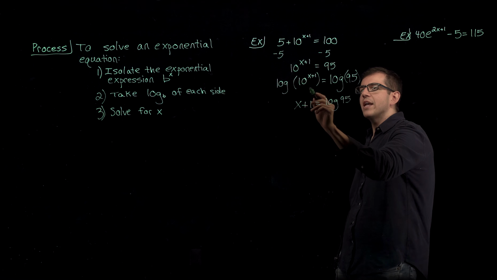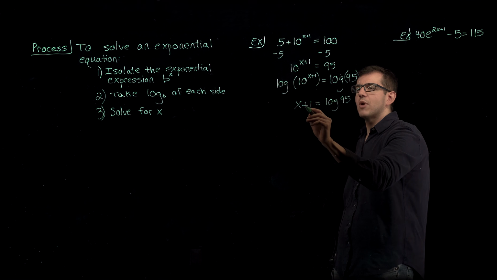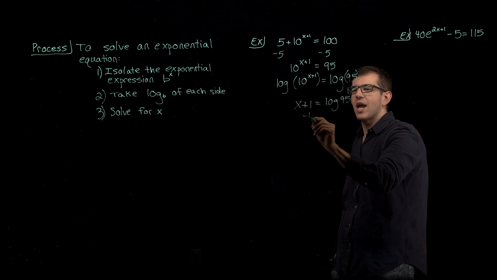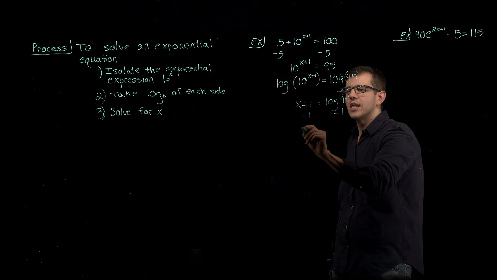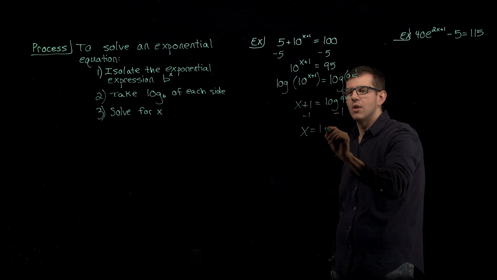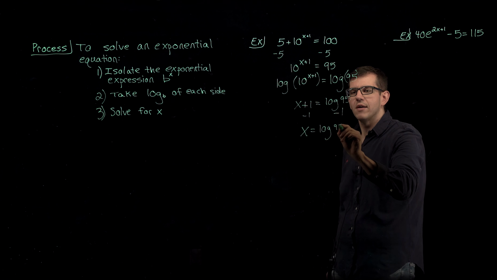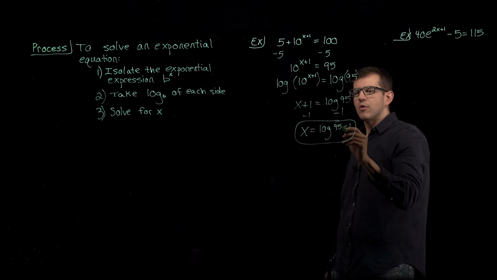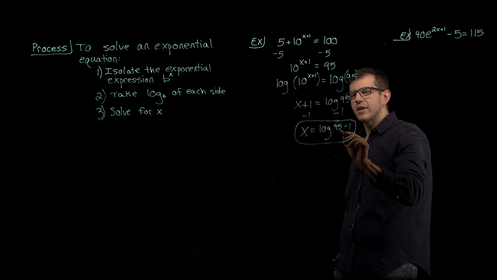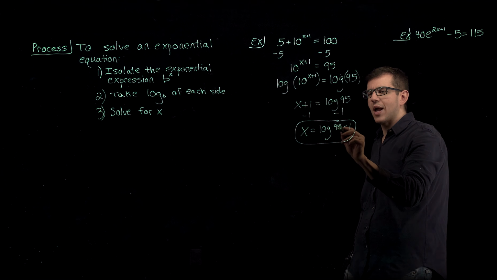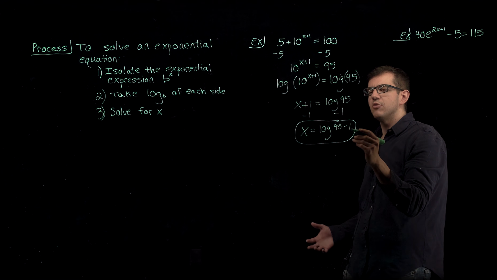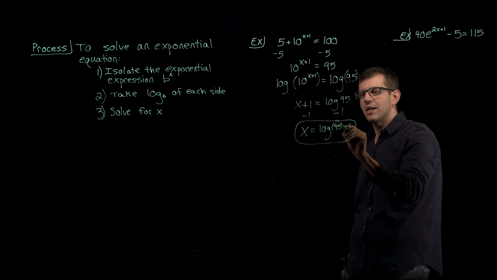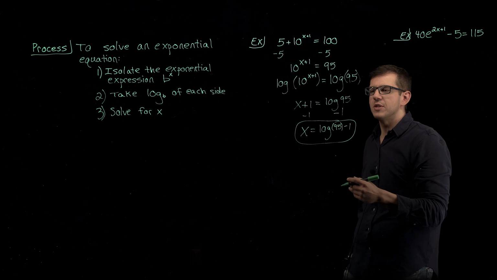And now that we've canceled out the base of our exponential expression, we can solve for x by subtracting 1 from each side, giving us x equals log of 95 minus 1. Remember, it's perfectly okay to leave a constant without parentheses around it in a log, but if you feel like you might mix it up, you can always add in these parentheses just to be safe.